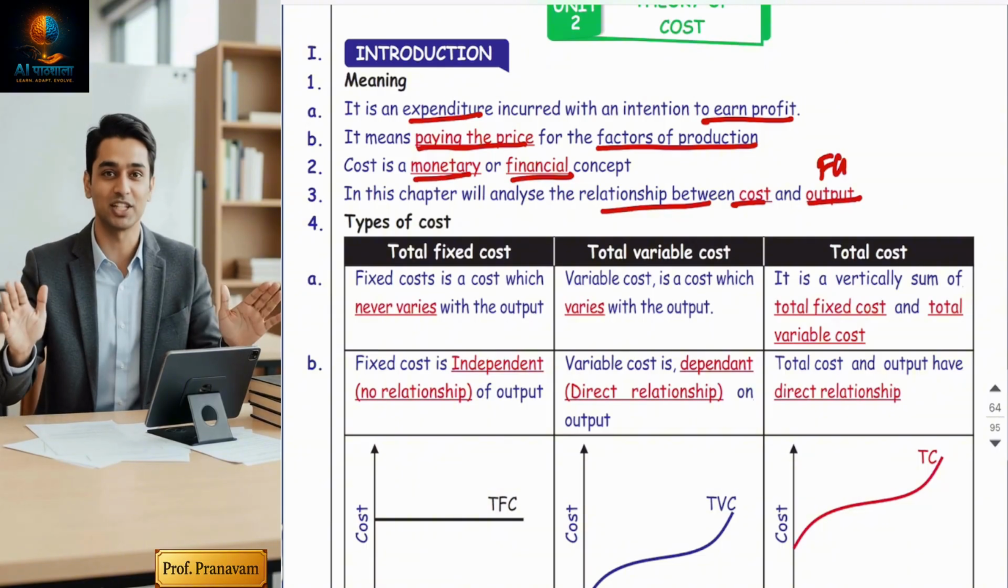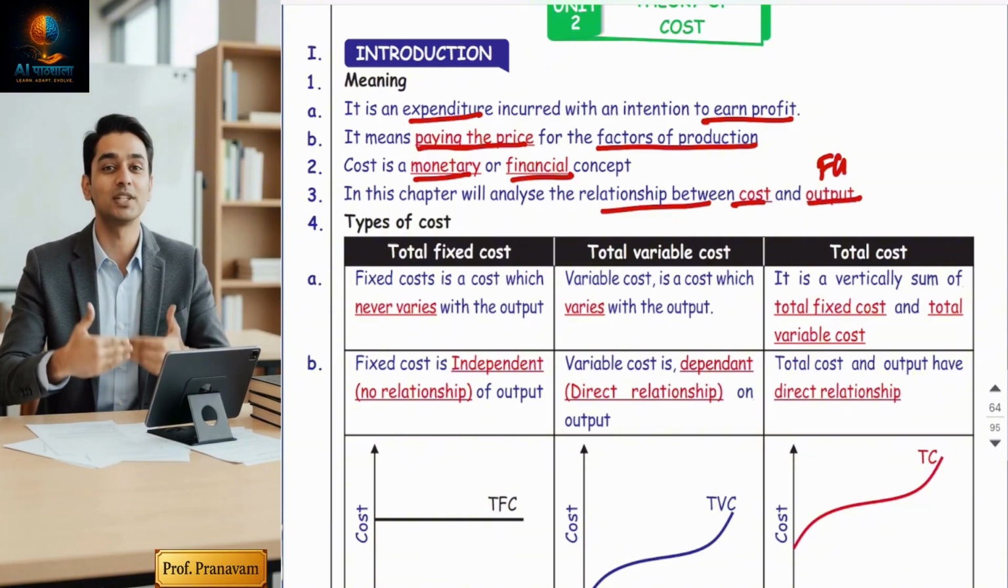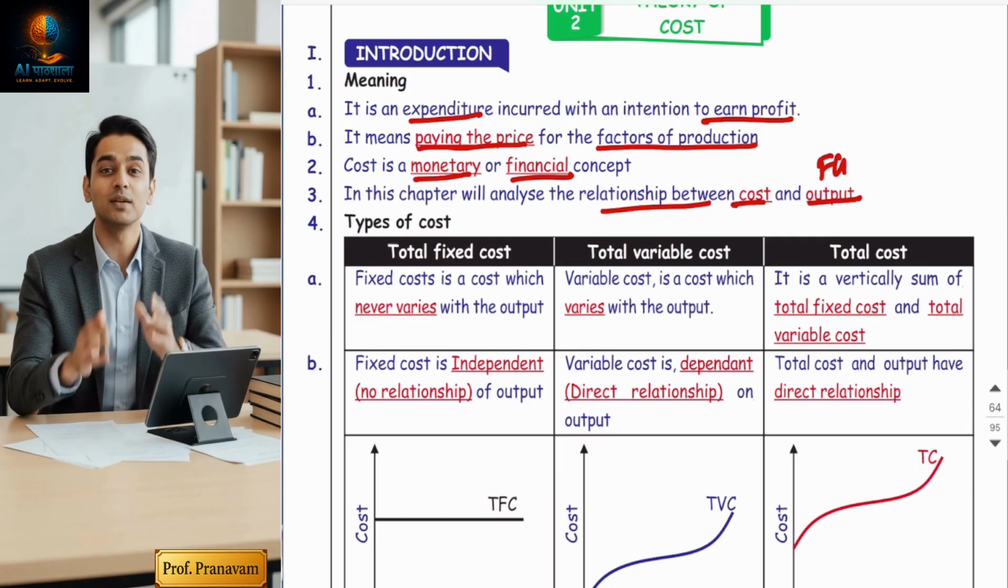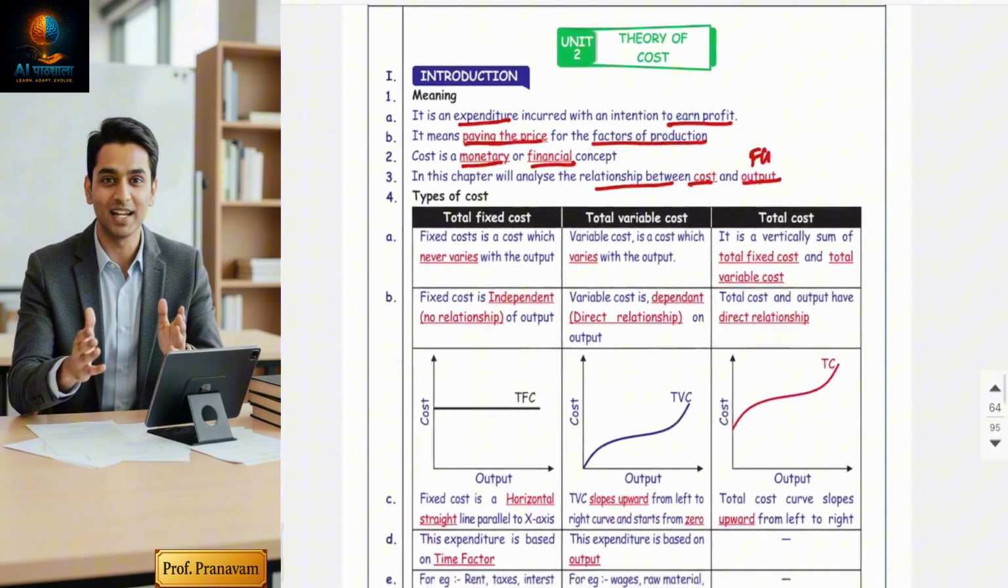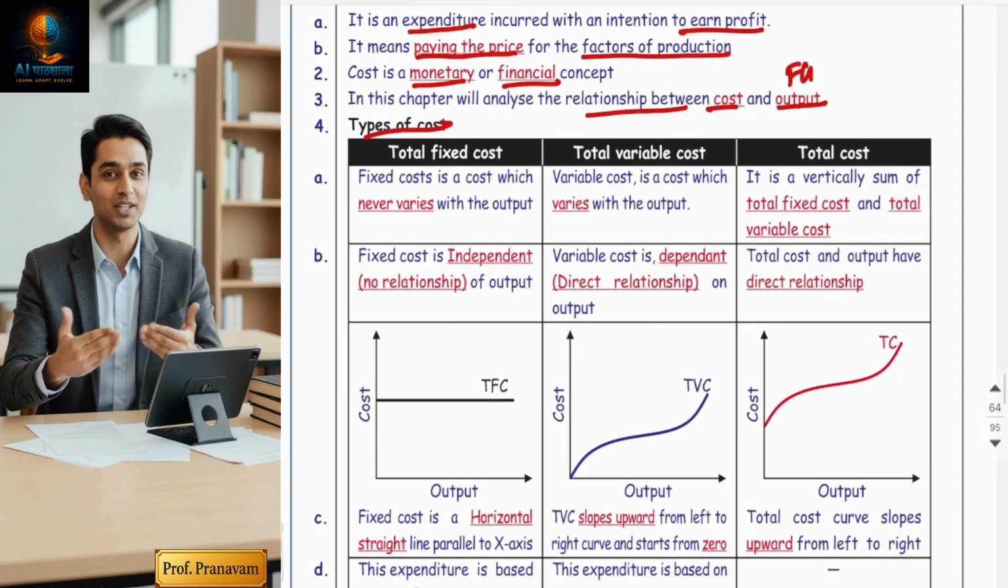As the output increases, what will be the relationship of the cost with the output when businessmen conduct some production? So it's cost and output. Third point. Fourth point, types of cost. Yes, now this is the most important point.